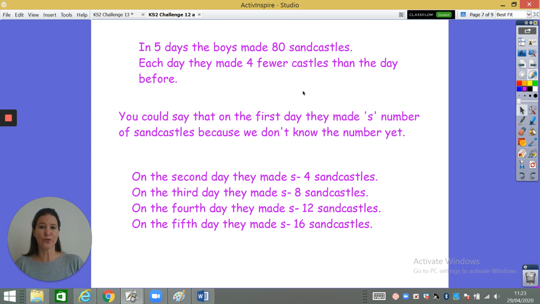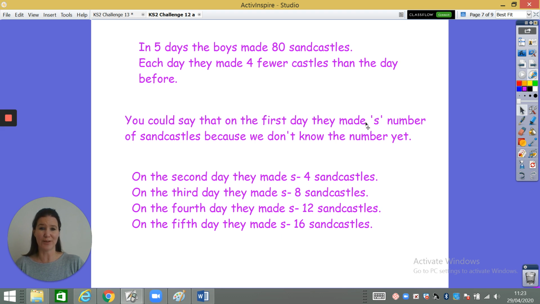We could say that the first day they made S number, because we don't know how many sandcastles they made on the first day, so we can just say it's S. So on the second day, they would have made S take away 4, 4 fewer than the first day. On the third day, they would have made S take away 8, because that would have been 8 fewer than the first day. On the fourth day, they would have made S sandcastles take away 12. And on the fifth day, they made S number of sandcastles take away 16.